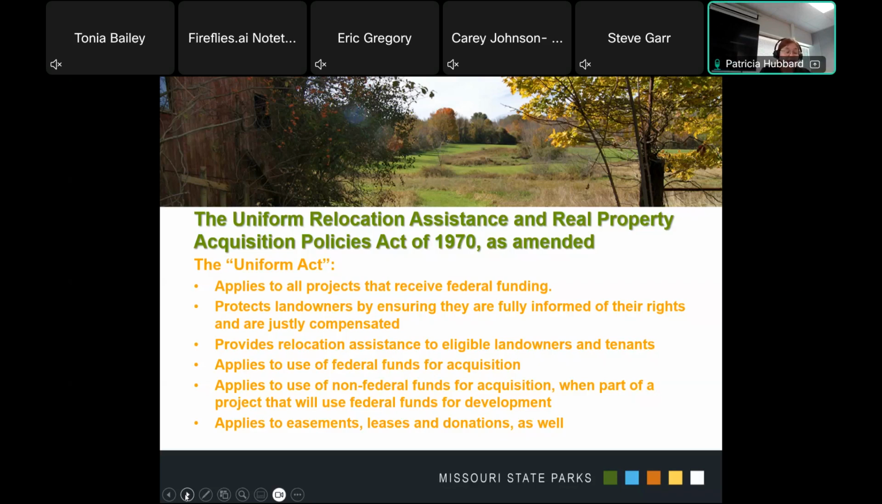Many of the steps of the Uniform Act must actually take place during the application process, and we will be covering those today. It's important to remember that you can't take title of the property, even if it's a donation, until a federal award is received and our staff issues a notice to proceed.